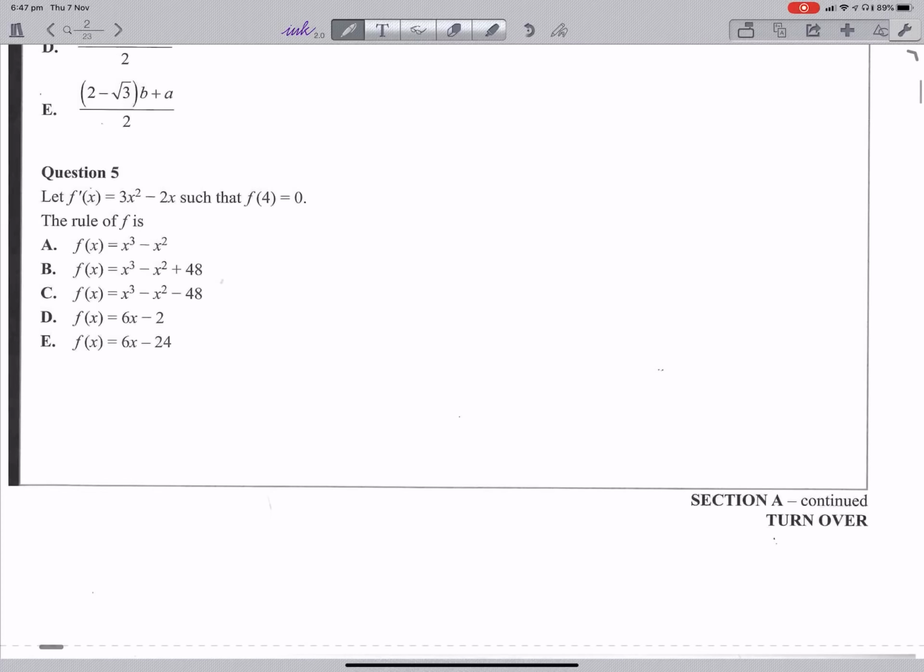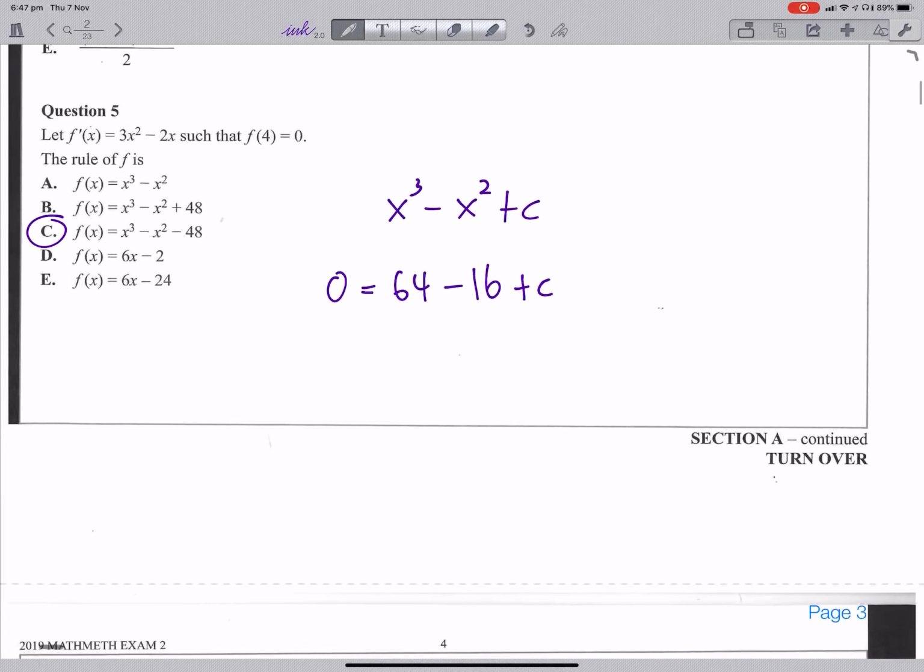Okay, let f dash equal that, such that f of 4 equals 0. So we know x cubed minus x squared plus c. If we put 0 into that, the rule of f, f of 4 is 0, so 0 equals 64 minus 16 plus c. C is -48.